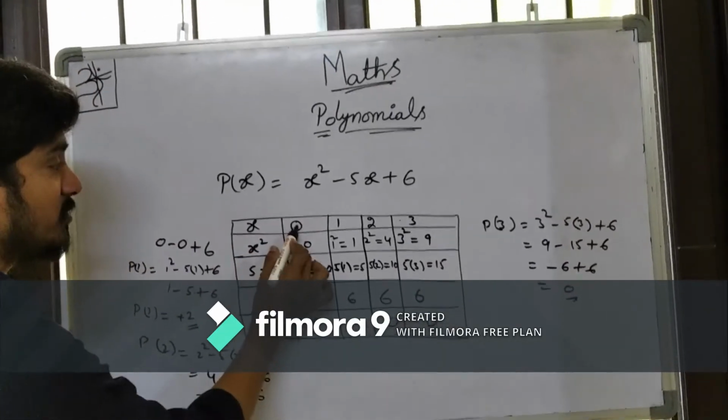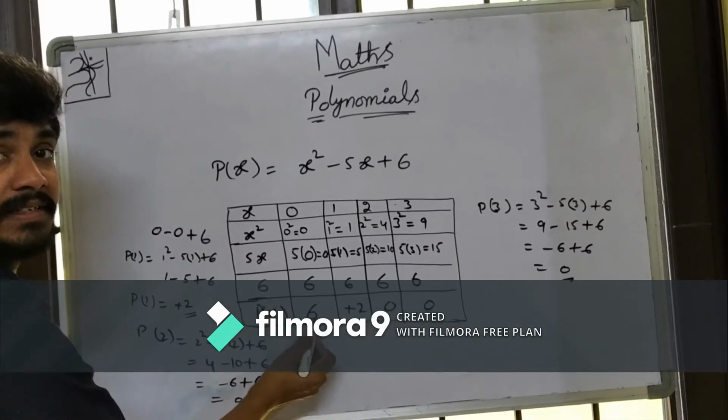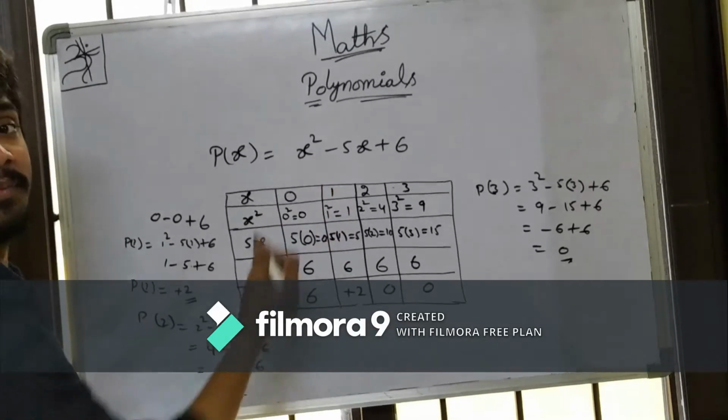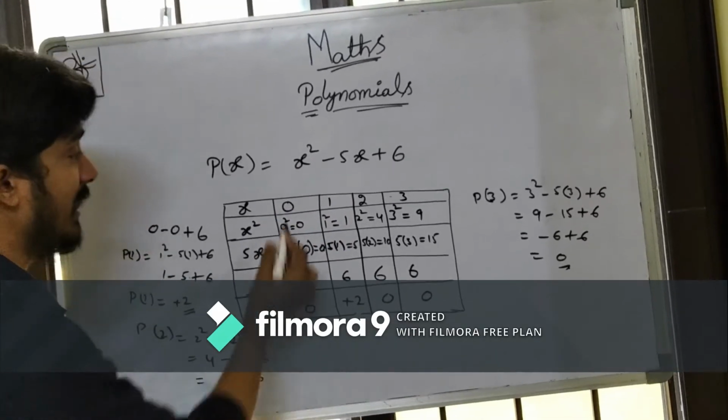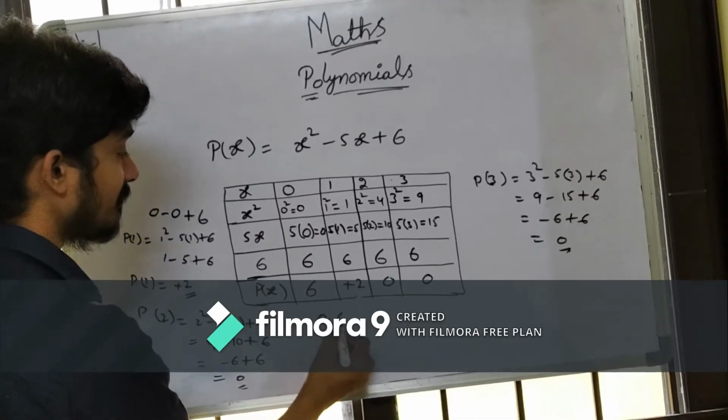So, if x equals 0, p of x value is 6. So the first point of the polynomial, the first solution of the polynomial, is 0 comma 6.